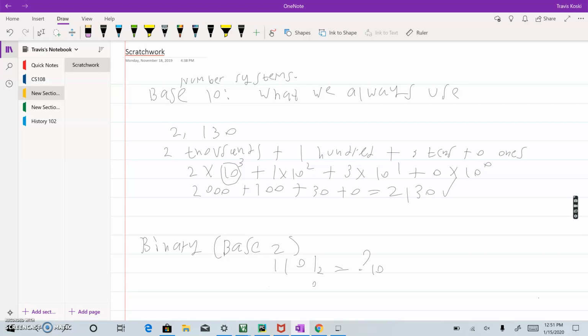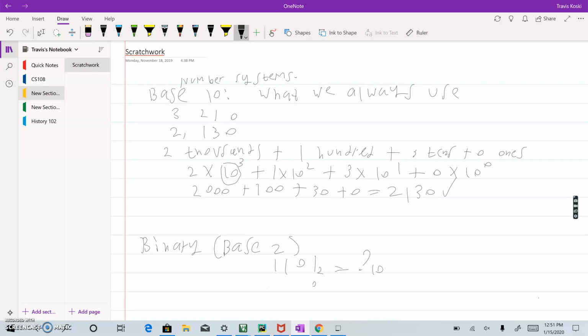But how do we write it out mathematically? Well, we have to know the base that we're using, we have to know what our digits are, and we also have to know what position our digits are in. And this goes for any number system. So we start at position 0, which is on the right, and then we go 1, 2, 3, and however much more that you need.